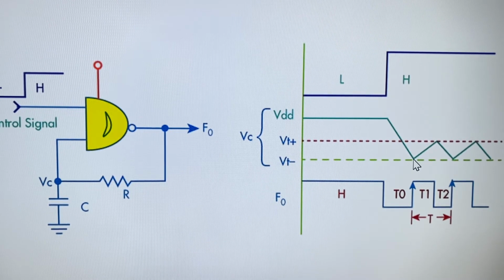And once it reaches VT negative, the NAND gate input considers this as 0. And because this is logic 1, now the output goes back to logic 1, T1, and starts charging the capacitor again. When it reaches VT plus, now both inputs are 1, the output becomes 0, which is T2, and it starts discharging. So T1 and T2 is the standard period for the frequency. Of course, the reciprocal of T is the frequency.